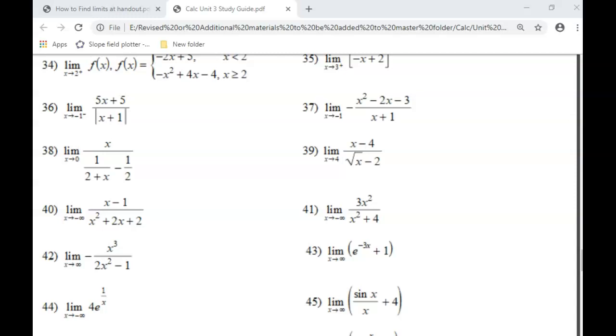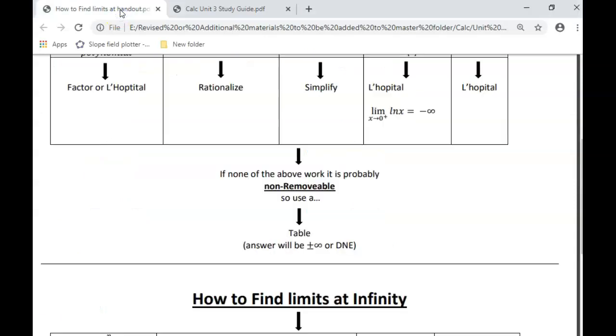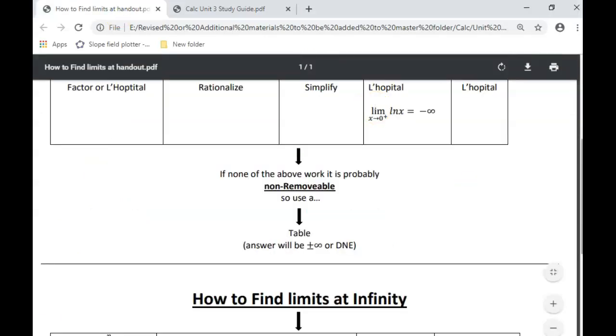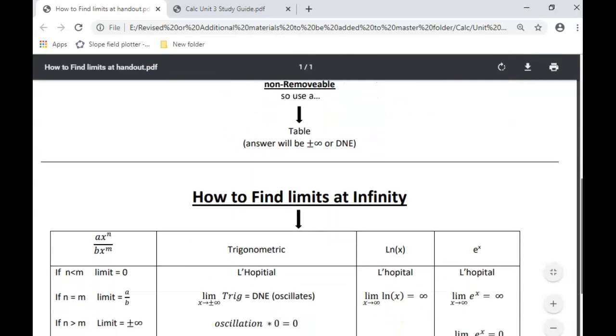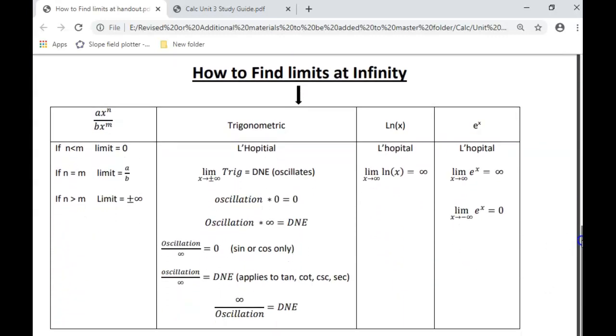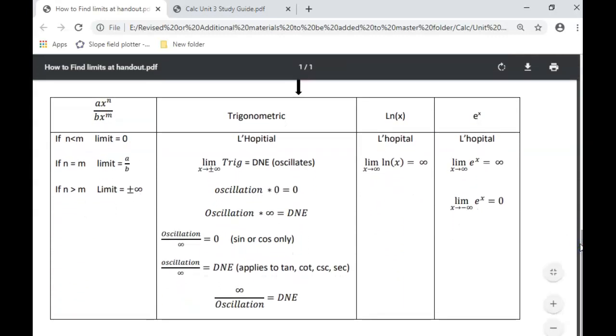All right, now notice there's a very significant change here in the questions. I'm no longer approaching a number, but now I'm approaching infinity. So whenever that happens, you have to kind of shift your brain a little bit to a different thought. Instead of using this top table here, you're going to use this bottom table, okay?